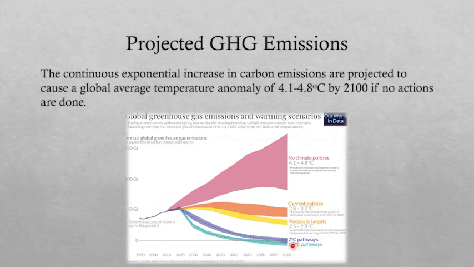We have what we call 2-degree pathways and 1.5-degree pathways. These are both from the Paris agreements. If we stick to our 2-degree and 1.5-degree pathways, we can bring our atmospheric carbon levels back to their levels in 1990. That is the best case scenario, and that should be the scenario that we are rooting for in the future.